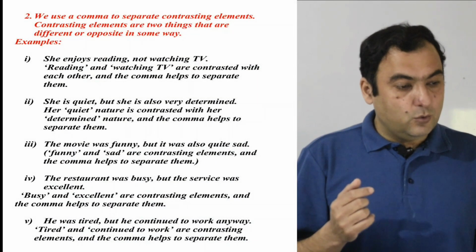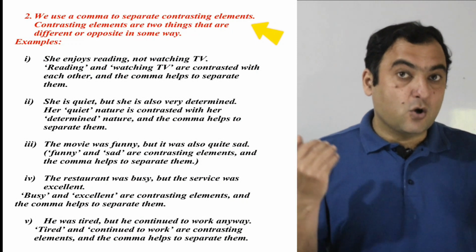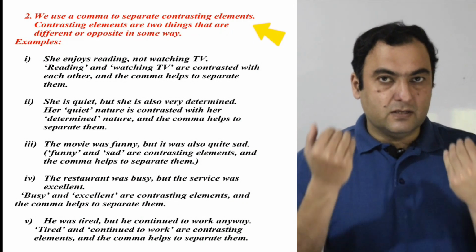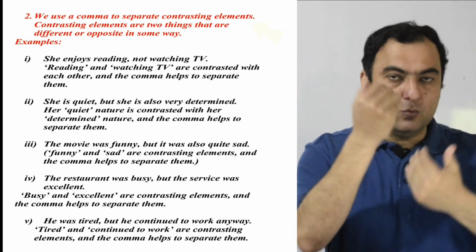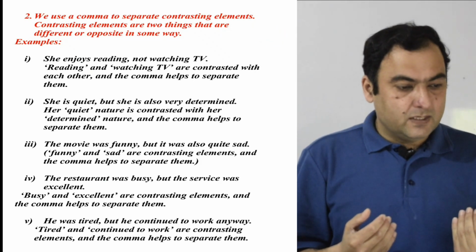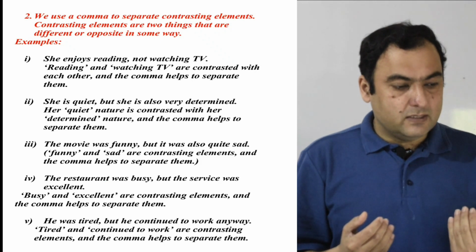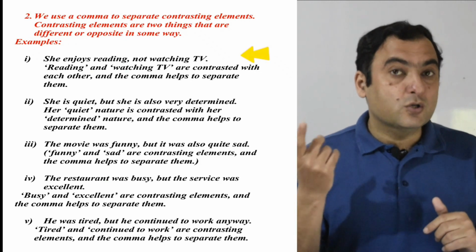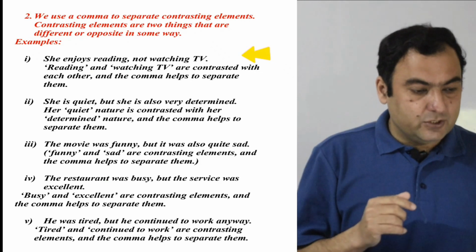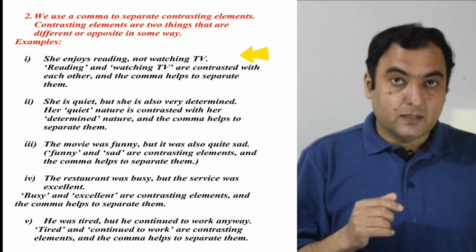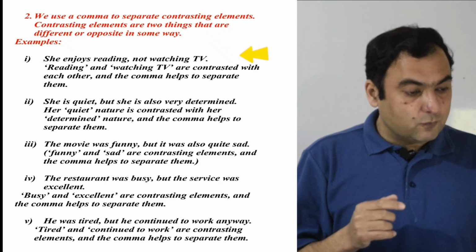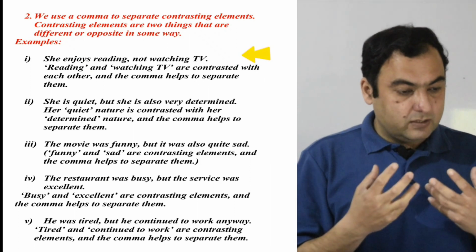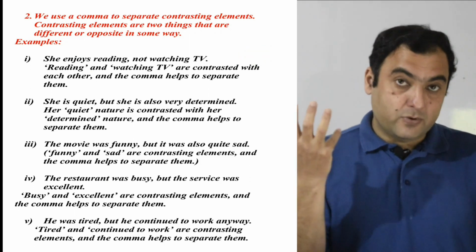The second rule is we use a comma to separate contrasting information. Contrasting information is information that kind of goes against each other. One thing is the opposite of another. So contrasting elements are things that are different or opposite in nature. For example: She enjoys reading, not watching TV. So a comma is used here in this sentence, before not watching TV. Reading and watching TV are contrasted with each other, and commas help us to separate them.